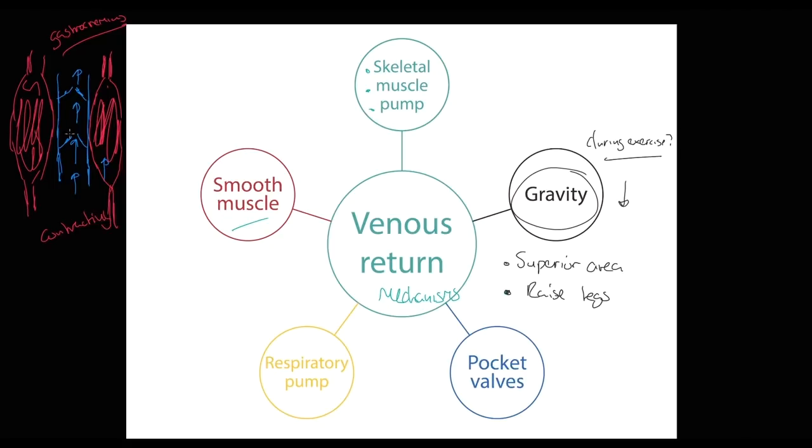And as they contract, what happens? It pushes that blood further up. Remember, the blood cannot go back. Why? Because we've got these valves to prevent it going back. So there's only one way that blood can go, and it's up. And that's what we call the skeletal muscle pump.